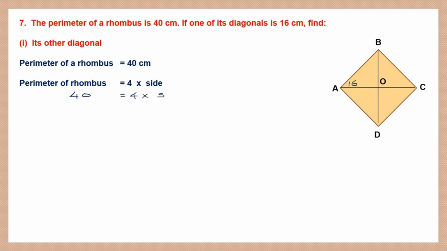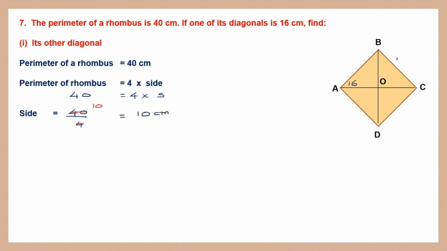So to find side, we say side is equal to 40 divided by 4. Why is it division by 4? Because we are moving this 4 from here to the other side. It's multiplication. So when it comes there, it becomes division. 40 divided by 4 is easy. 4 tens are 40. So now we have the measurement of the side. The side is 10 centimeters.